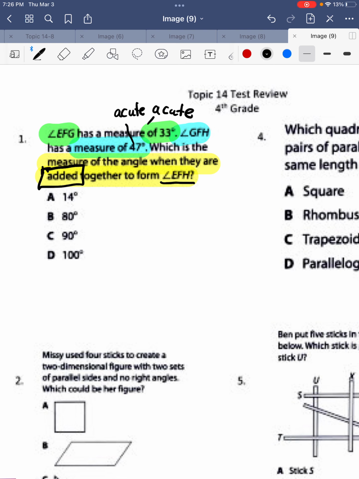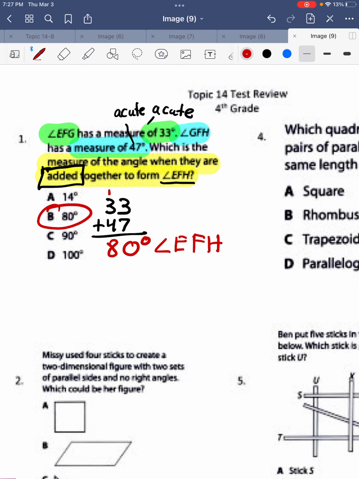So it just tells me here already added, okay? So I'm going to add my angles. I have 33 plus 47. If I add them, 7, 8, 9, 10. Carry my 1, drop my 0. 3 plus 1 is 4. 4 plus 4 is 8. So I get 80 degrees. That would be for angle EFH. Okay, so that is B. So for this one, since they didn't give me a picture, they did tell me my keyword added together, okay, to form EFH.